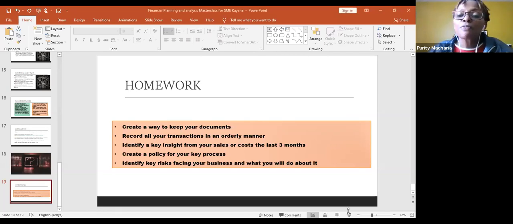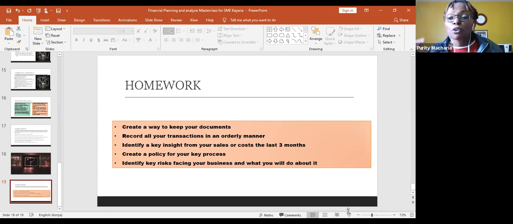If you're not already doing this, create a way to keep your documents. Even if it's a box, it's better to throw them somewhere in a box than to throw them in the trash can. Keep them somewhere for now. Then record them as soon as they happen, or within reasonable time. Record your transactions in an orderly fashion, like I have said. Capture them for what they are.